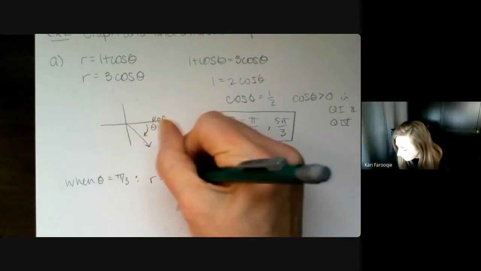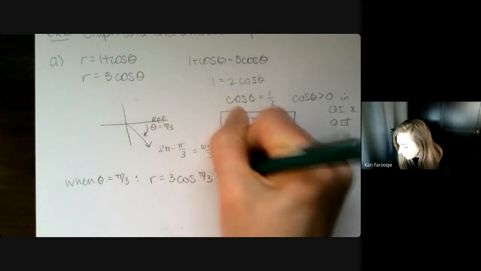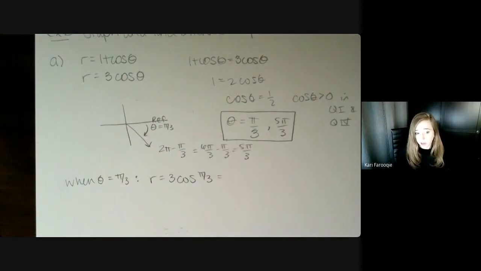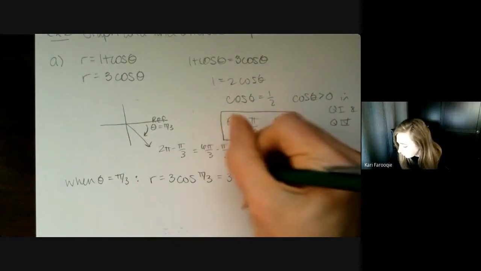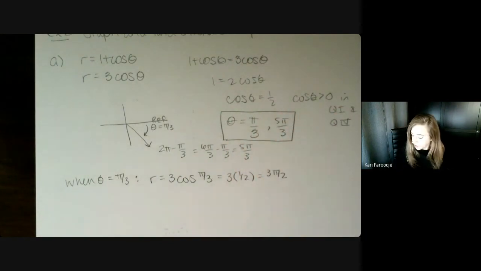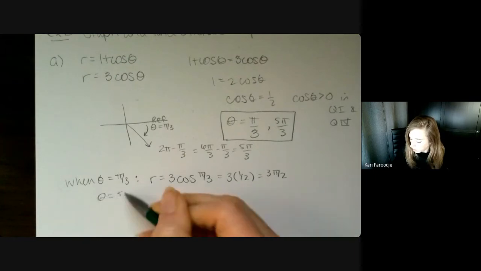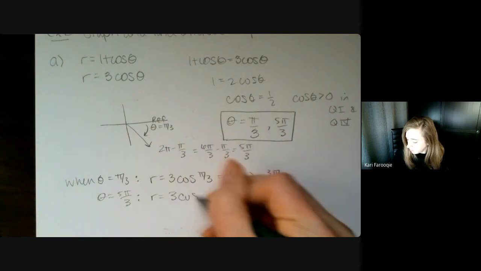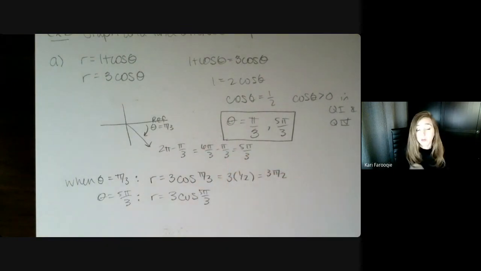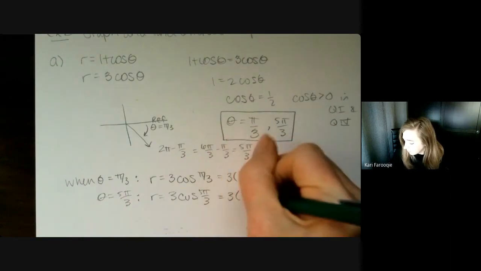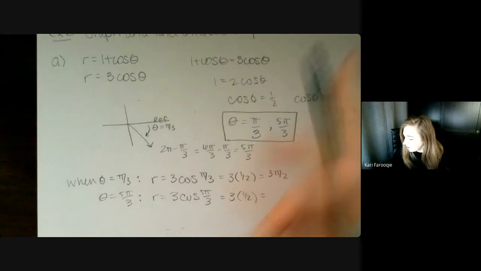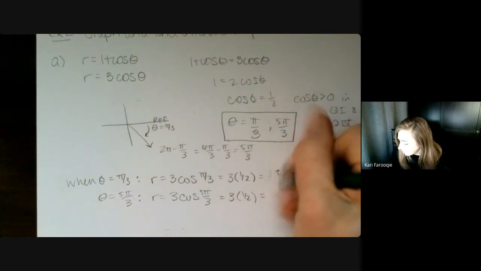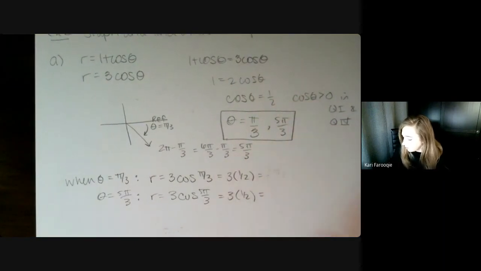Why not? And then solve for r. So the cosine of pi over 3 we already know is a half. So r would be 3 halves. And you can do the same thing for 5 pi over 3. Use either equation you want. But the cosine of 5 pi over 3 is also going to be positive 1/2. Oh, why did I write 3 pi over 2? Sorry, it's 3 halves.